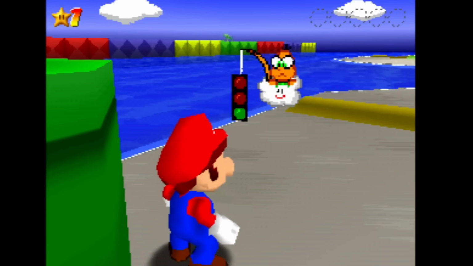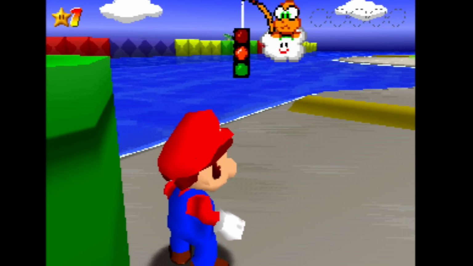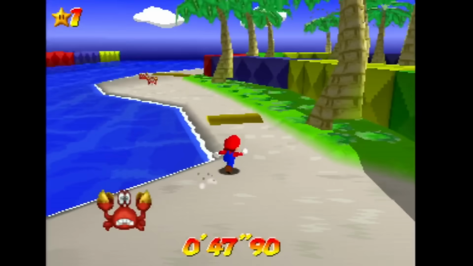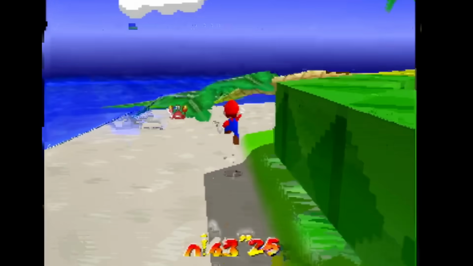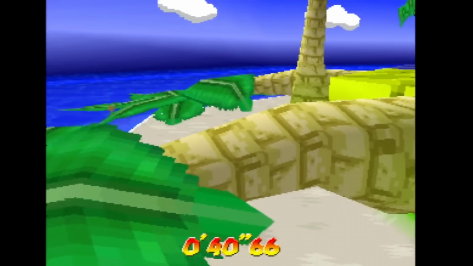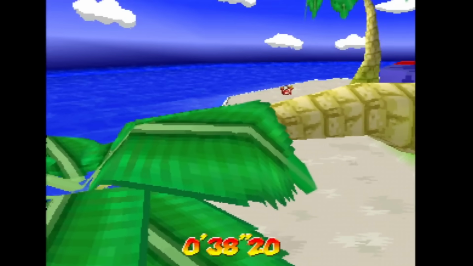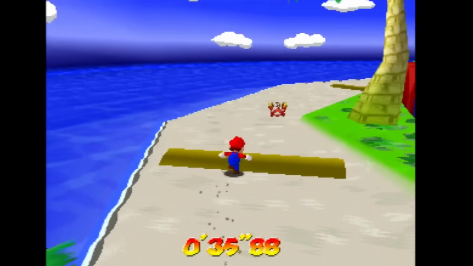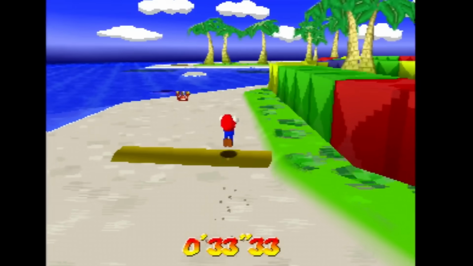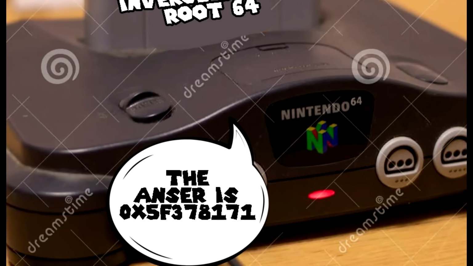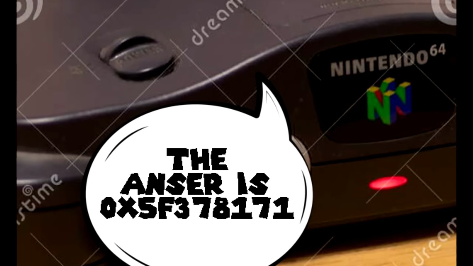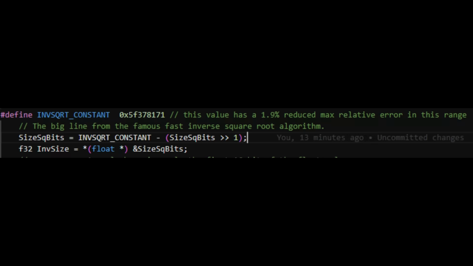Since all our vector norms are going to be in the range 0.03 to 1, we can simply iterate over all floats in this range and try all the constants and then use whichever one ended up having the lowest maximum relative error. Running the brute forcer directly on the same hardware that this algorithm will run on also accommodates for all kinds of hardware quirks that we might not know of. After letting my N64 run overnight, the best constant it found was 0x5F378171, which is not far off what Doom used at all and improved accuracy by just 1.9%.